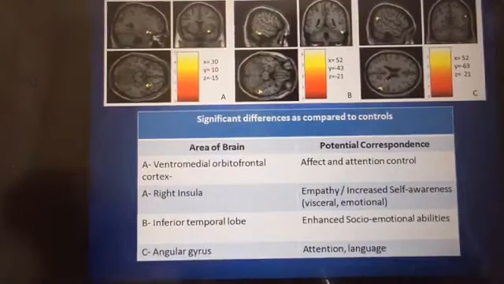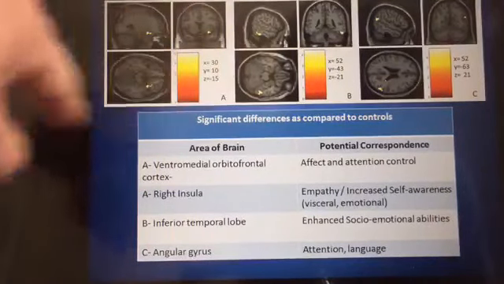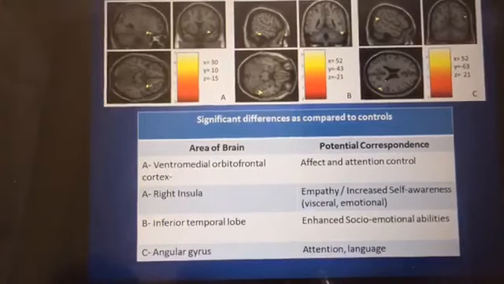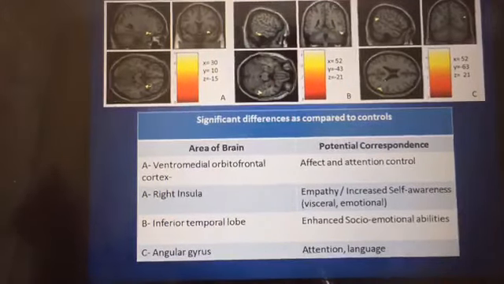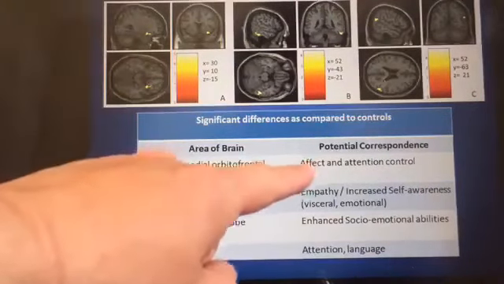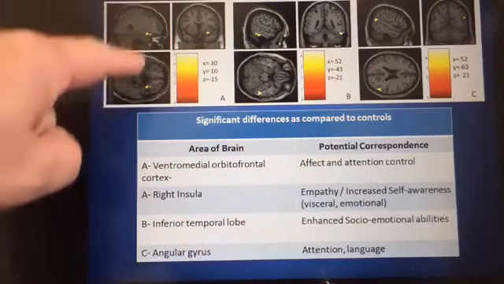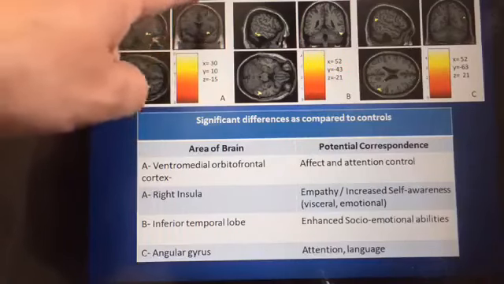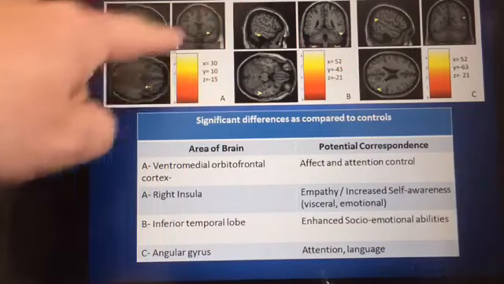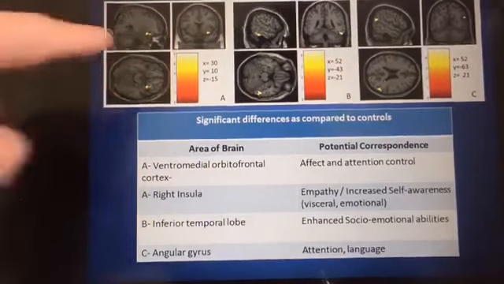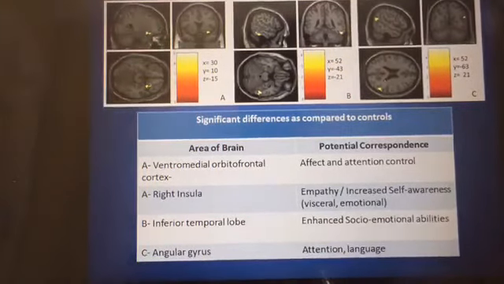So we have in panel A on this side, let's focus on that one. It's called the ventromedial orbitofrontal cortex. It doesn't matter, the name is not that important. What really is important is that it controls our attention. So this is the ventromedial cortex, and relative to controls, this area of the brain was lit up. You can see these little spots here. What that shows is that that particular part of the brain was actually prominently lit up as compared to controls. That part of the brain controls our affect and attention control.